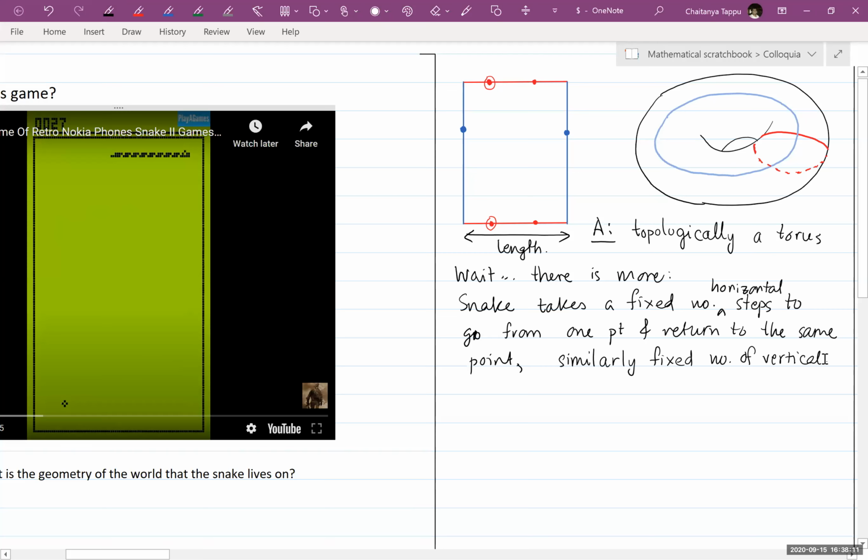This is a feature. There's some sort of distance on this space, and the snake can count it. It can count how many horizontal steps it has to take to get back to its original point. And so this suggests that there is a Riemannian metric as well.